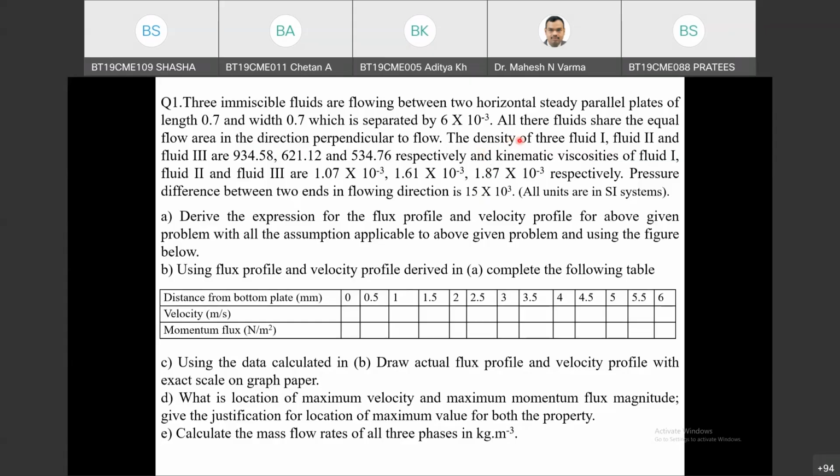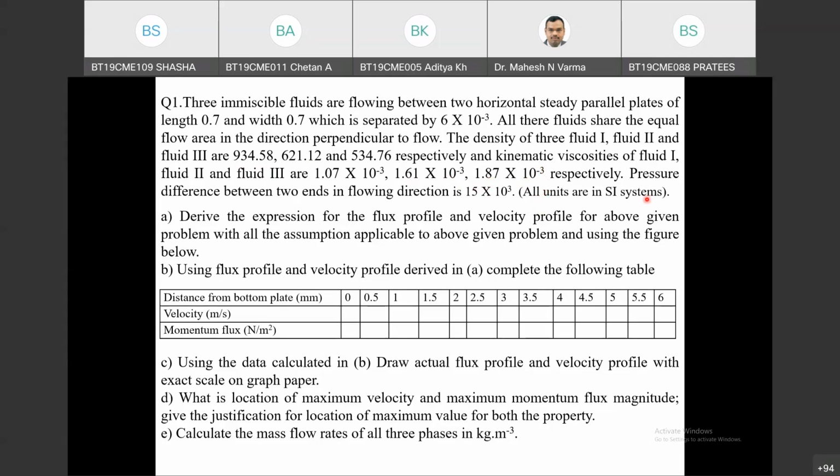The densities of fluid 1, fluid 2 and fluid 3 are 937.58, 621.12 and 538.36 respectively. The kinematic viscosities of fluid 1, fluid 2 and fluid 3 are 1.7 into 10 raised to minus 3, 1.61 into 10 raised to minus 3, and 1.87 into 10 raised to minus 3.